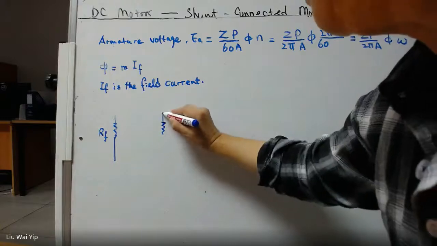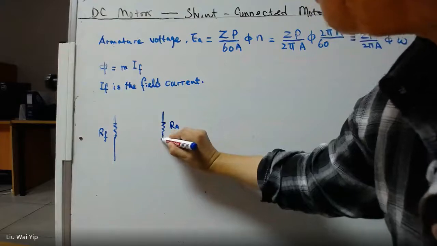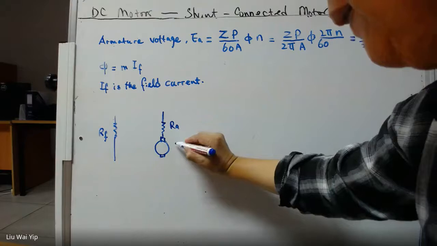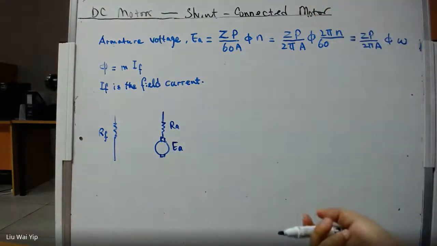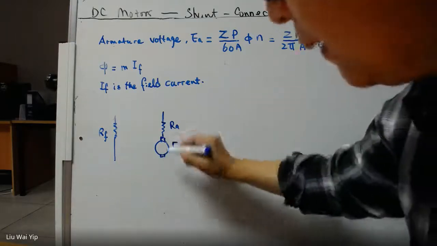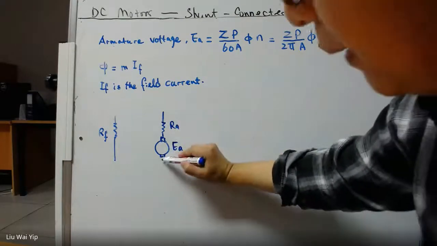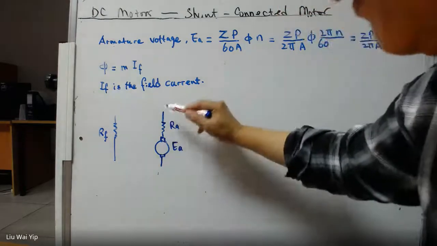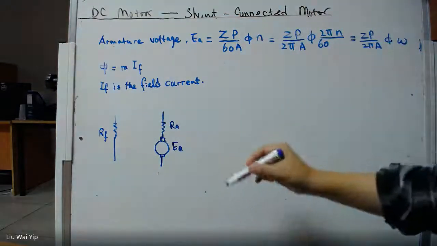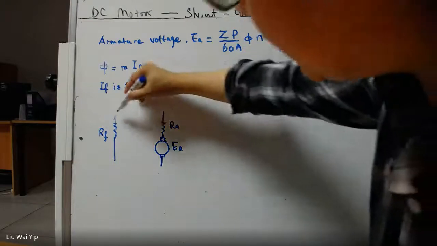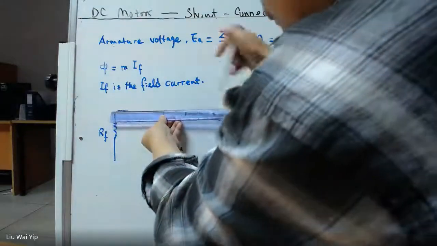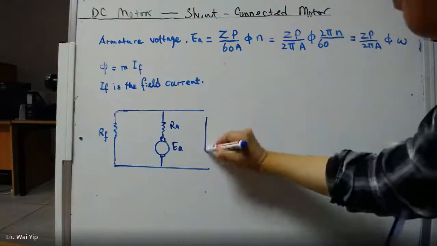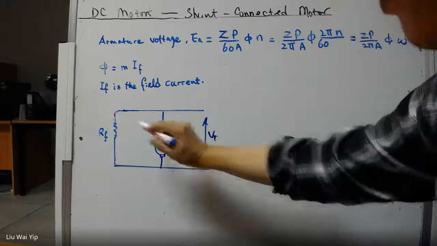So the armature resistance, and the armature is going to be associated with an armature voltage because it is inductive. You will end up with a back EMF. When the motor is operating, the equivalent circuit for the armature is given by this one. So this one is the so-called rotor, and this one is the so-called stator. And in a shunt-connected motor, they are connected in parallel. So this is the characteristic of the shunt motor.